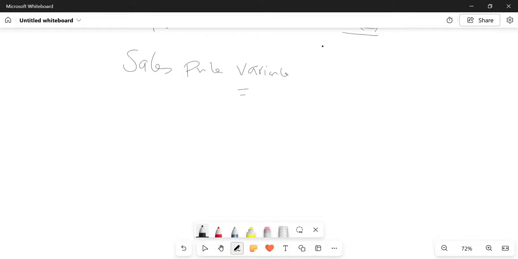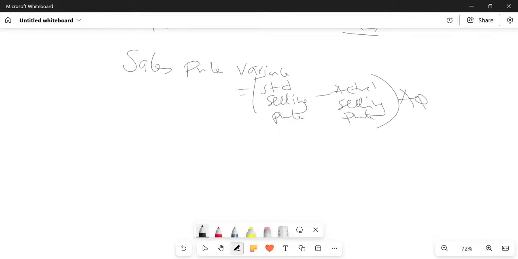They steal the formulas and I feel for them because they want to create time over the weekend. Hold on to those formulas. See any difference between two selling prices? Which selling price is standard? Yeah, standard selling price minus actual, isn't it? Actual selling price, multiplied by actual quantity.